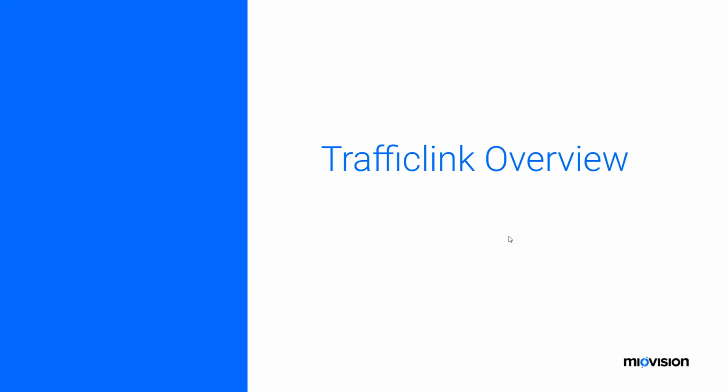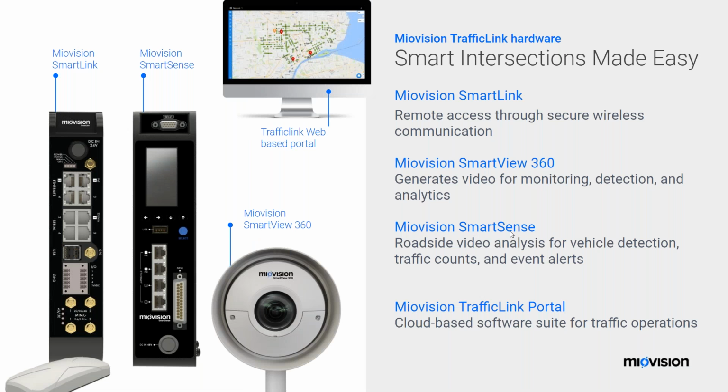So let's get into it. Just quickly, a TrafficLink overview and what parts we're talking about. As everybody probably knows, we have our components of devices here. We're going to really talk about the data and the sources of data that are coming off of these today, and you don't necessarily need all of them. As many of you know, we have our SmartLink. The SmartLink is a communication device. This is what allows us to connect into the traffic cabinet.